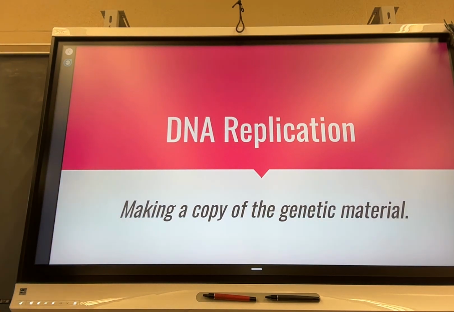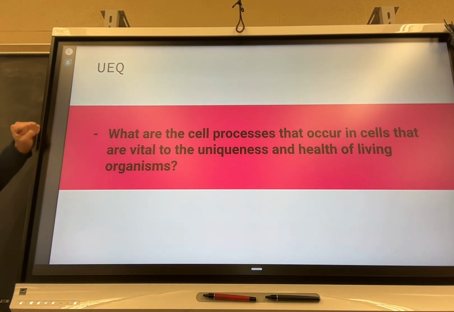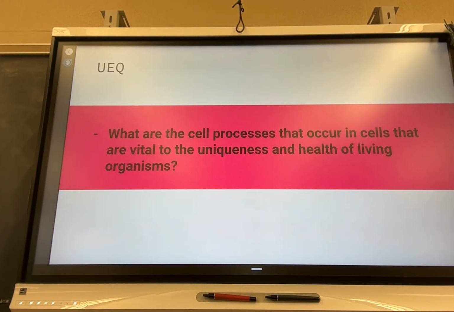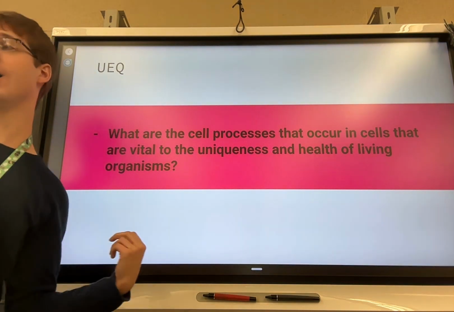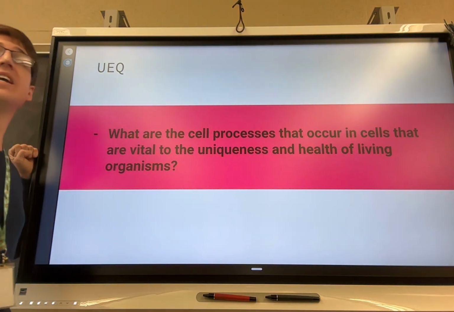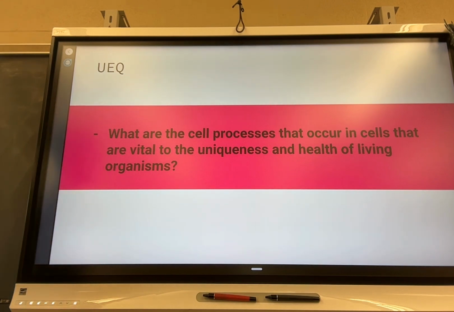The main thing we're going to be focusing on in this unit is how different processes in the cell are vital to not only creating healthy organisms, but also to provide uniqueness. All of you look around the room, all of you look different, and that is because of what? Even identical twins have some difference to them. Our uniqueness is based on how our DNA is moved and how our cells combine and reproduce.